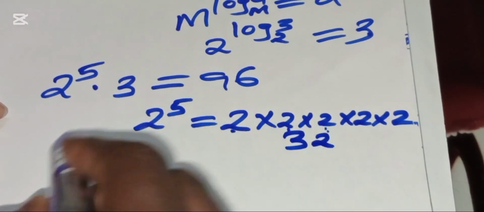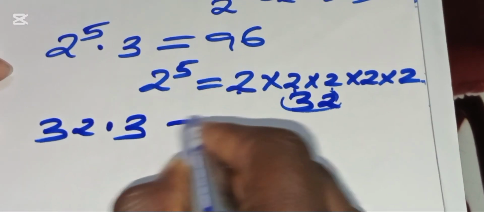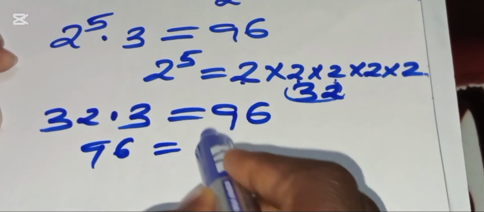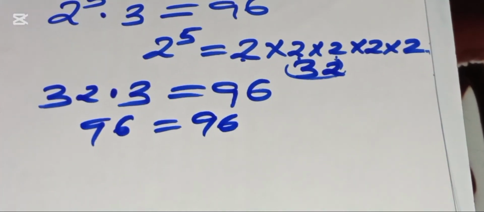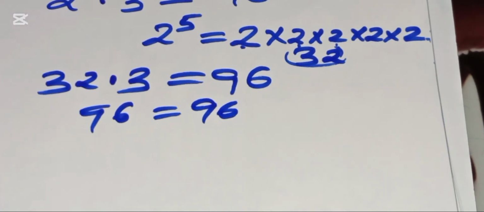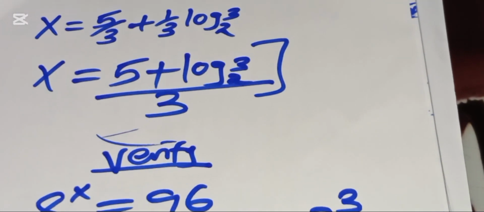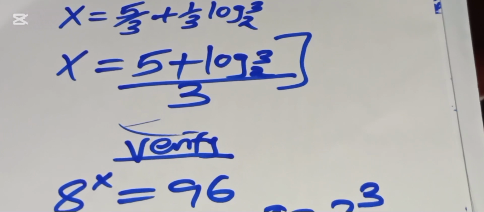So let's substitute this. We'll have 32 multiplied by 3. This is supposed to give us 96. So 32 times 3 is 96 on the left hand side, which is equal to 96 on the right hand side. And that affirms that the value of x, which is 5 plus log 3 to base 2 divided by 3, actually satisfies the equation.